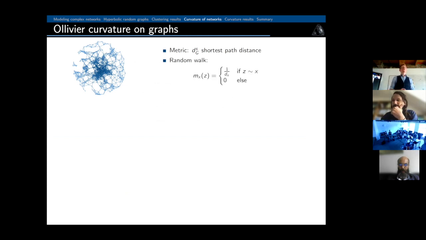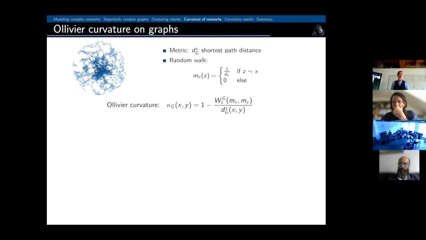And then you consider what's called the classical random walk measure as your probability measure. So that just means that for every point, the probability distribution is only on its neighbors and it's uniform on the neighbors. So this corresponds to a random walk where at every step you pick one of your neighbors at random and you go there. Now you've got the ingredients, so you get the definition for Ollivier curvature in this sense.